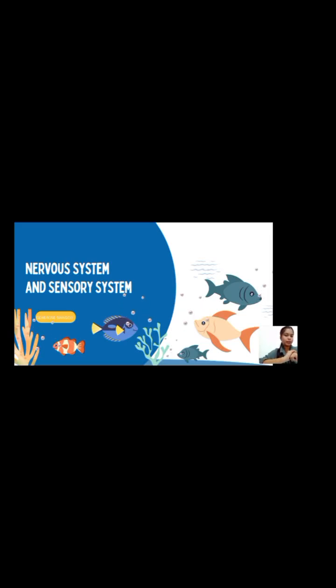I am the second reporter, and I'm going to discuss the nervous system and sensory system of a fish. The nervous system is used for integration. It is for controlling the fish's organs and its connections with the outside environment. When we talk about the nervous system, of course, we know that it has the brain and the spinal cord.